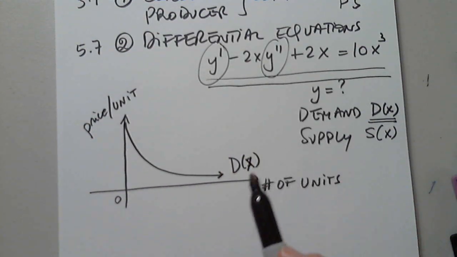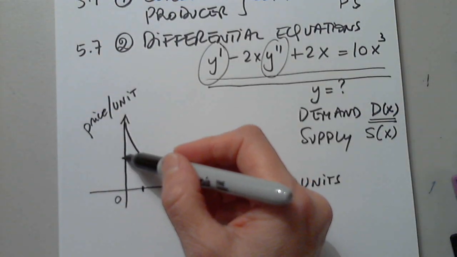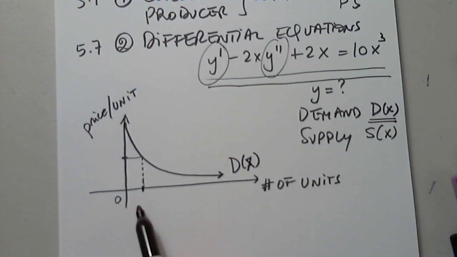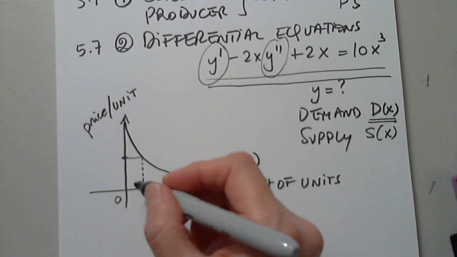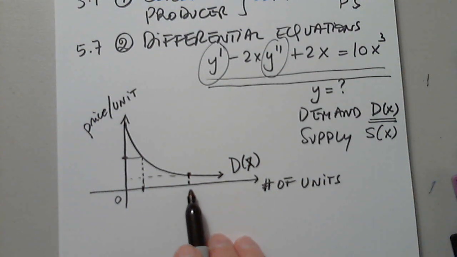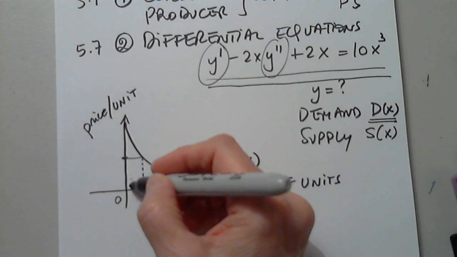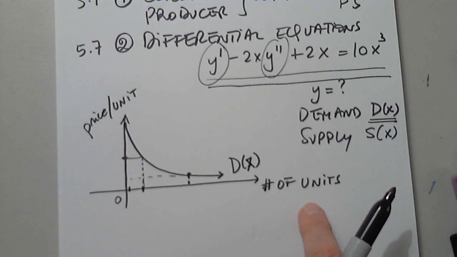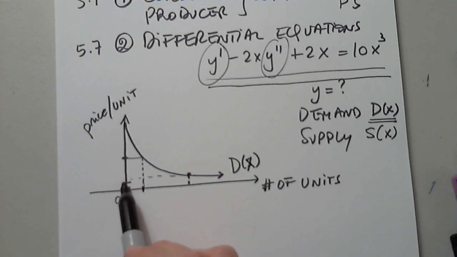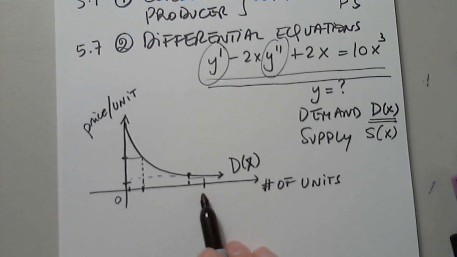What does this mean? It means that if the price is high, we are willing to purchase a small number of units. If the price is small, we are willing to purchase a larger number of units. So if the price is $100, we can only afford one unit. If the price per unit is $5, then we can afford to buy more units, more number of units.